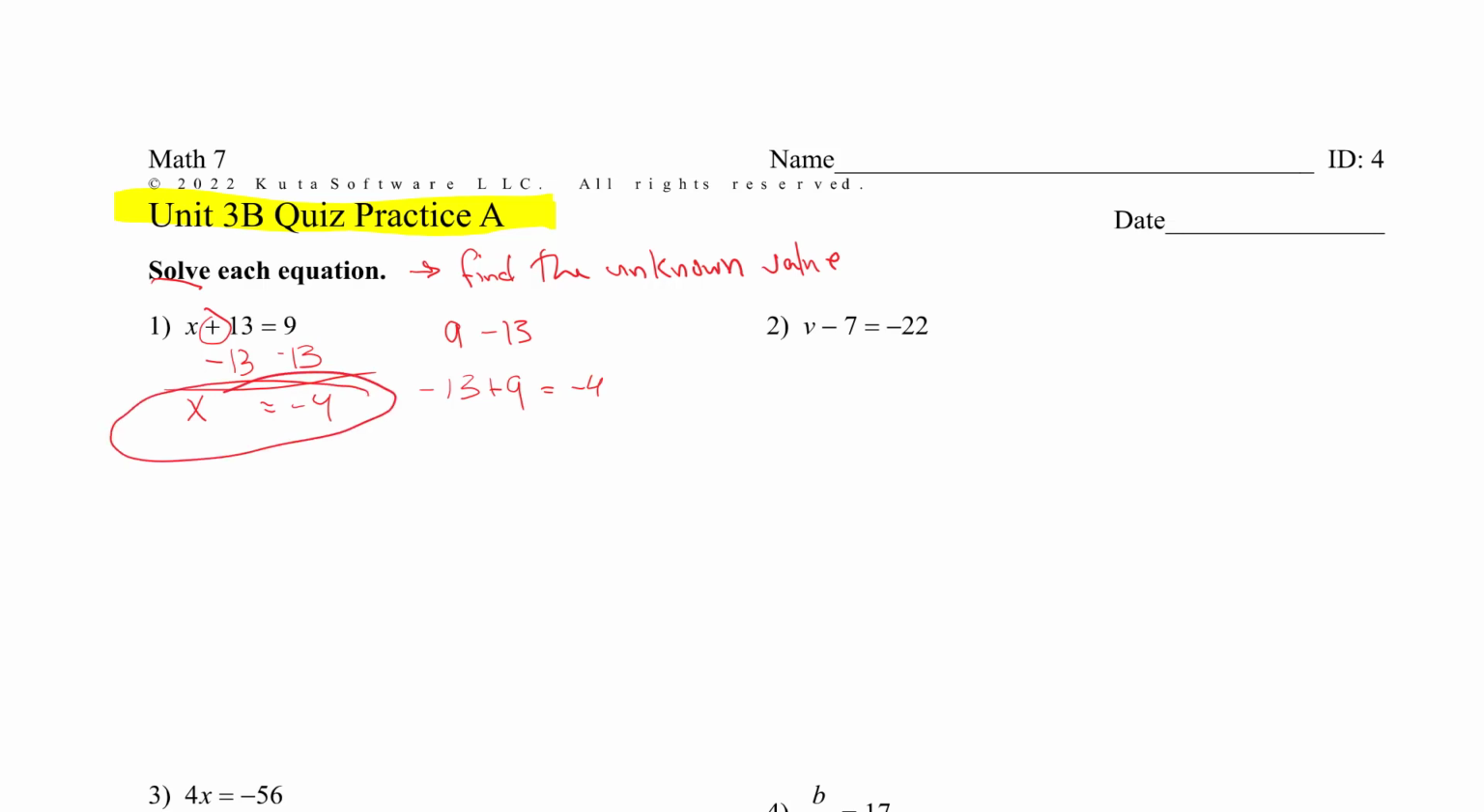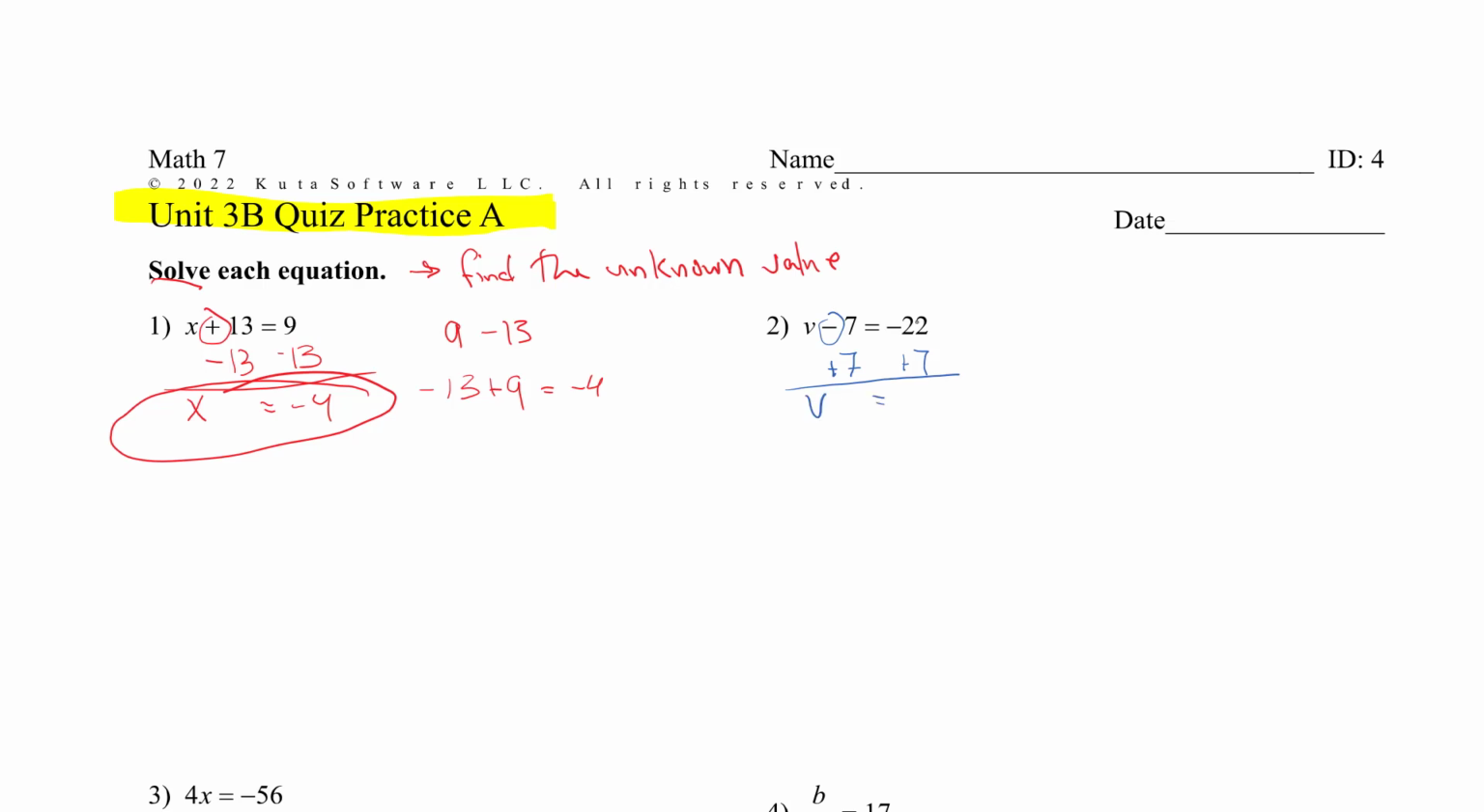Okay, let's take a look at the next one. Right now the unknown is v. I've got v minus 7. Okay, so to undo subtracting, I need to add 7. So this 7 and that 7 are going to cancel out. I have to do the same thing on the other side so that I'm not changing my values. So I'm left with v from before.